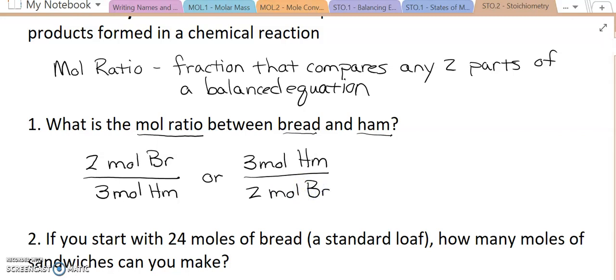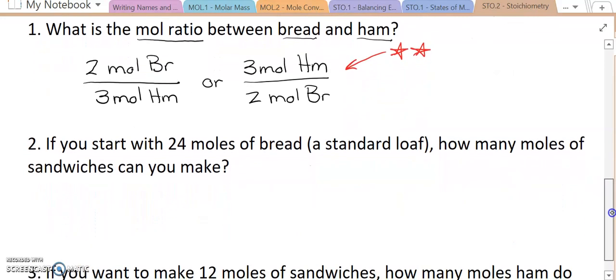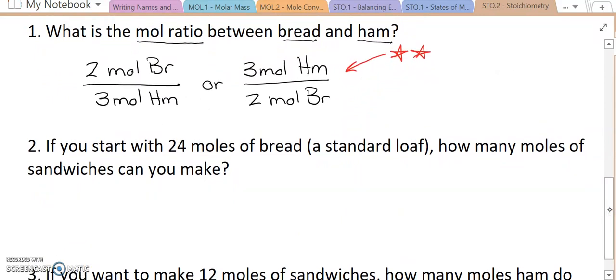And right there is the absolute key to being able to do a stoichiometry problem. It is a relationship between any 2 parts of your balanced equation. So when you get to a stoichiometry problem, it looks something like this. If you start with 24 moles of bread, how many moles of sandwiches can you make? Now, in any chemistry problem you will ever do, you are going to have a number, and that number is going to be your starting place.